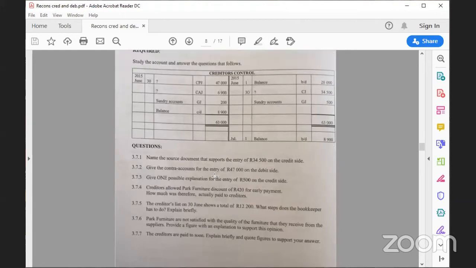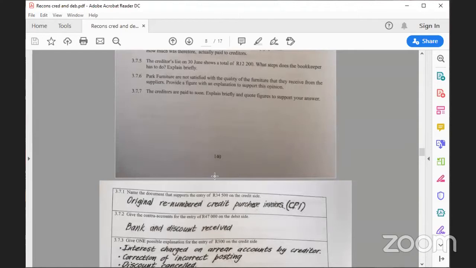Name the source document that supports the entry of 34,500. So name the source document. Do you remember what the source document is? Can you remember? Hopefully you can. Let's have a look. The original renumbered credit purchase invoice.